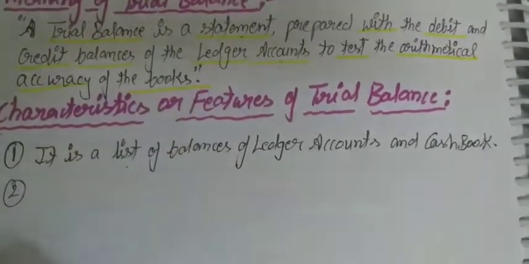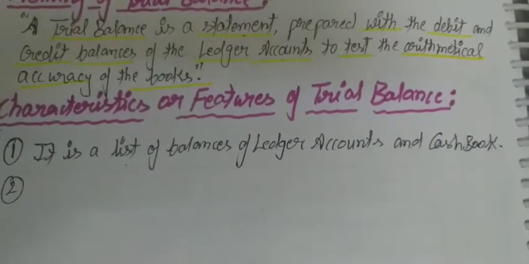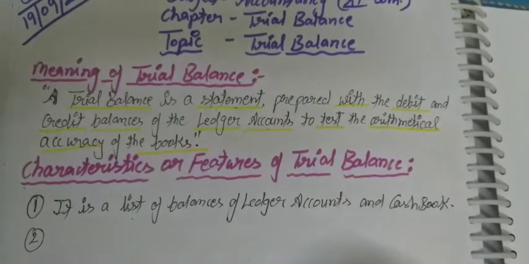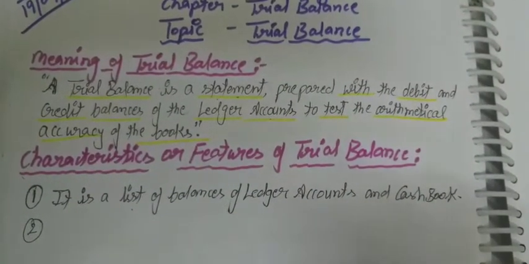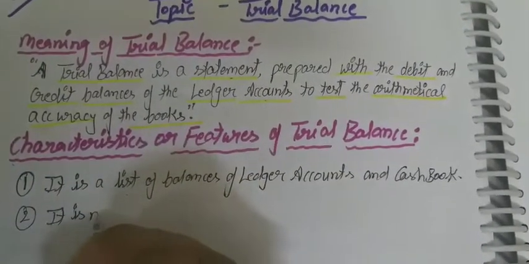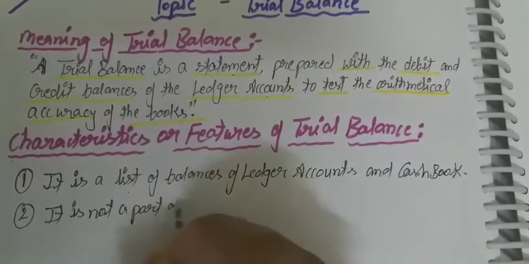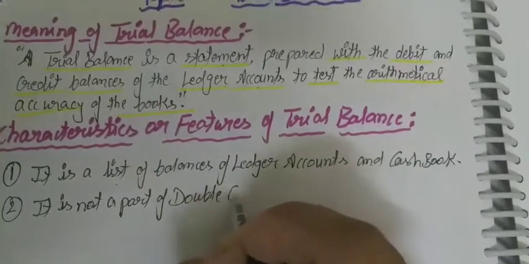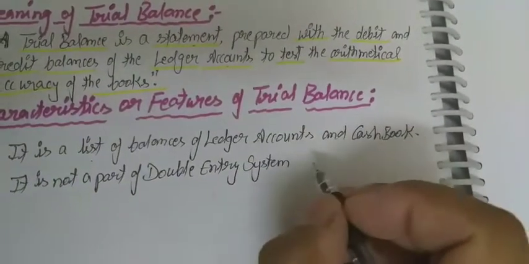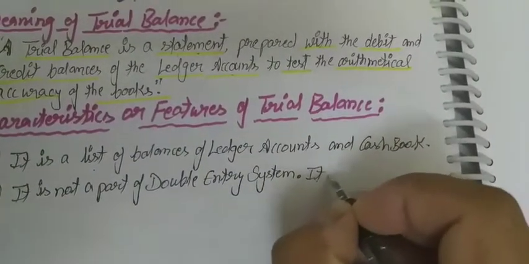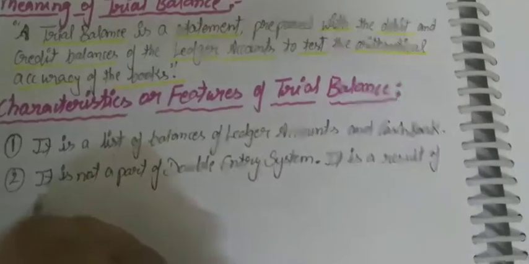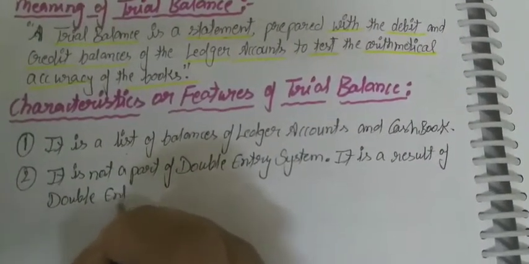Students, the second point: we can say the trial balance is not a part of the double entry system, but it is a result of the double entry system.